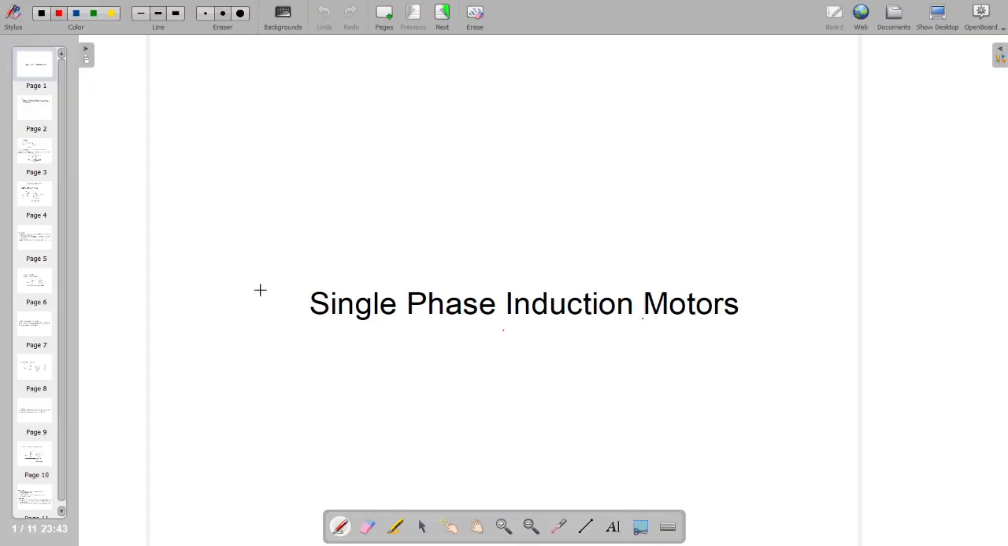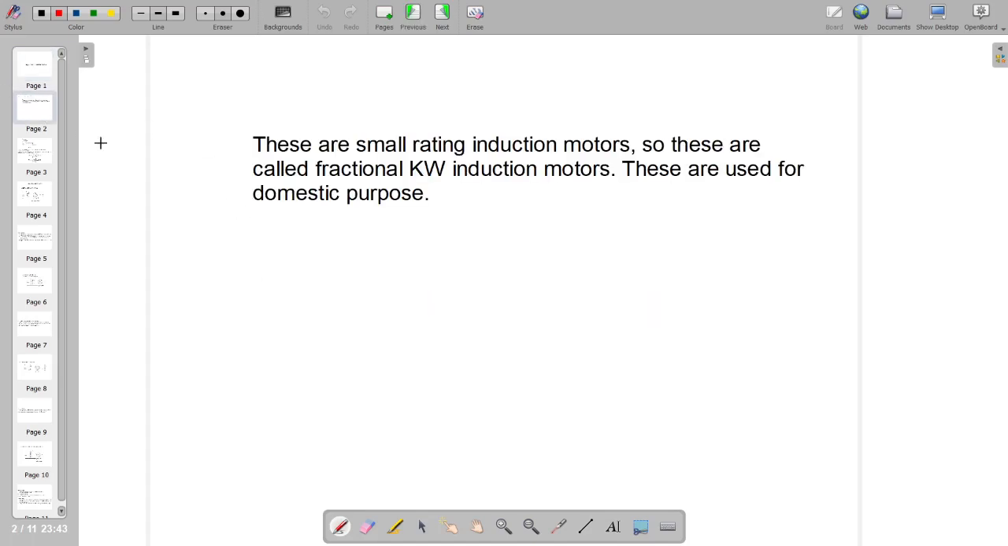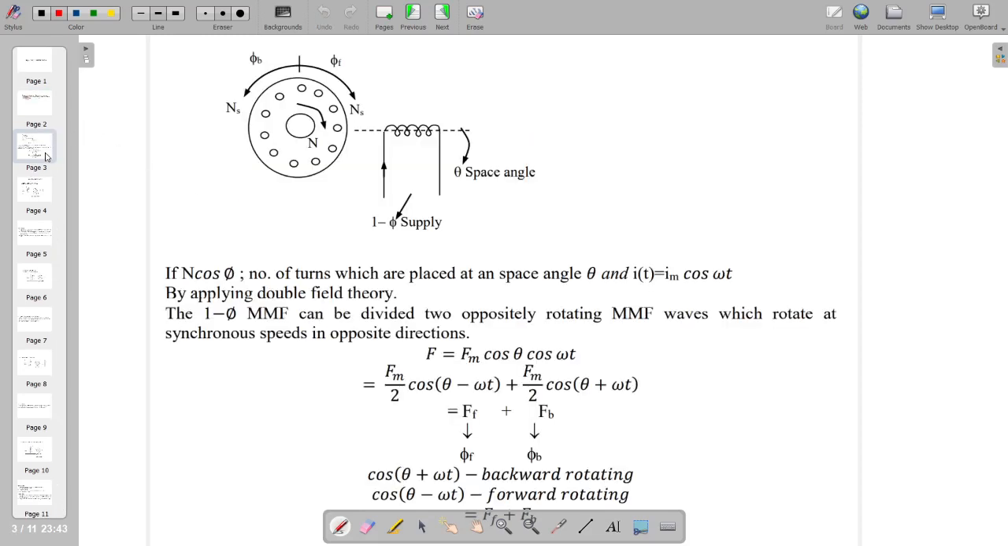Hello everyone. Today we are going to learn about single phase induction motors. Basically they are small rating machines, so that's why they are called fractional kilowatt induction motors. These machines are used in domestic purposes. First of all, we need to understand the working principle of the single phase induction motor.